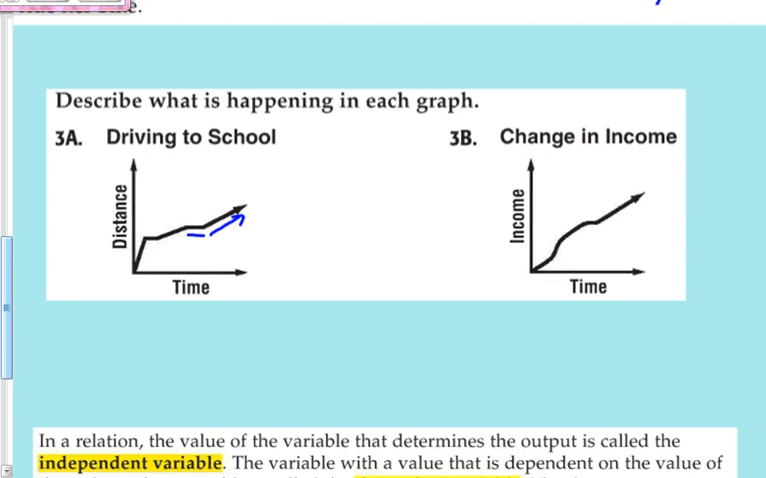Change in income. Well, this could be a good thing. Over time, the longer you work at a job, your income is getting better. And this area right here might be a time where it just kind of stayed the same for a while. Maybe you weren't being as productive at work, and then your income goes back up a lot more. There could be a lot of different explanations.